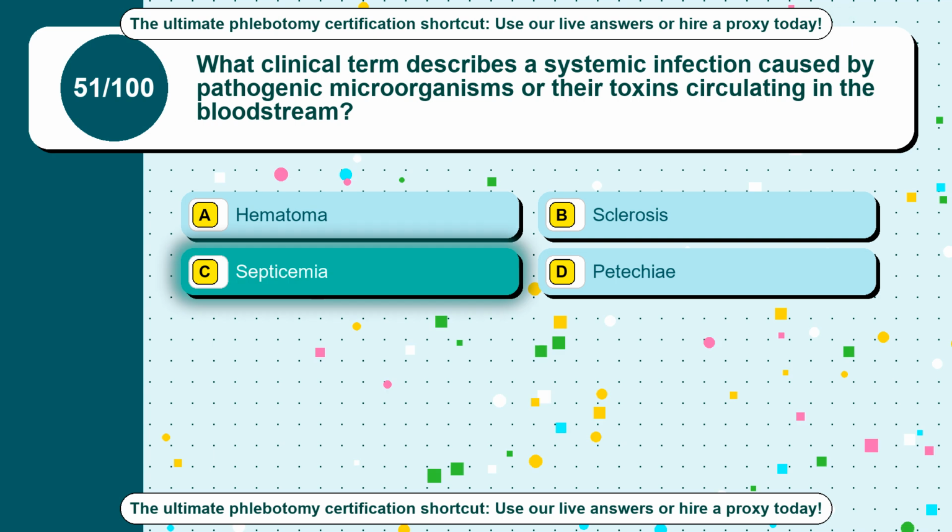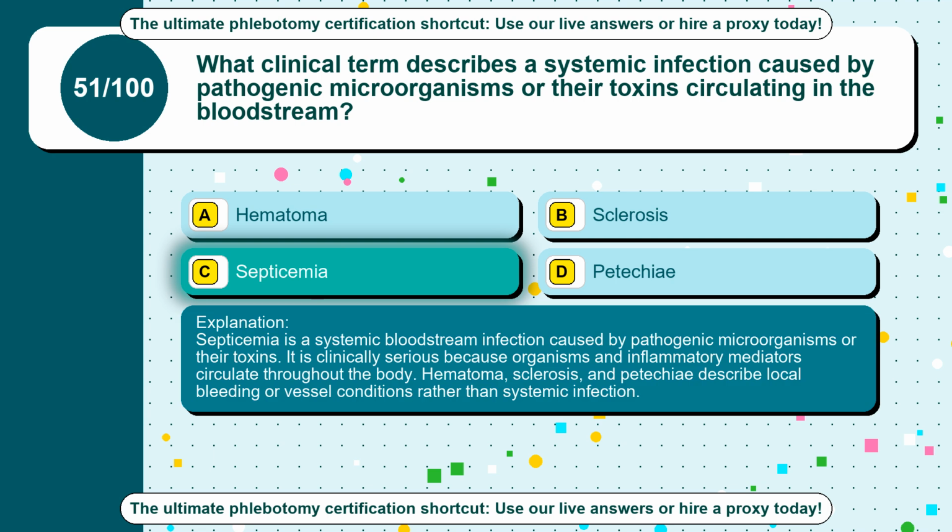The correct answer is option C, septicemia. Septicemia is a systemic bloodstream infection caused by pathogenic microorganisms or their toxins. It is clinically serious because organisms and inflammatory mediators circulate throughout the body. Hematoma, sclerosis, and petechiae describe local bleeding or vessel conditions rather than systemic infection.